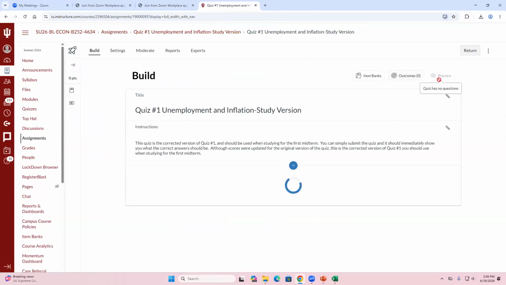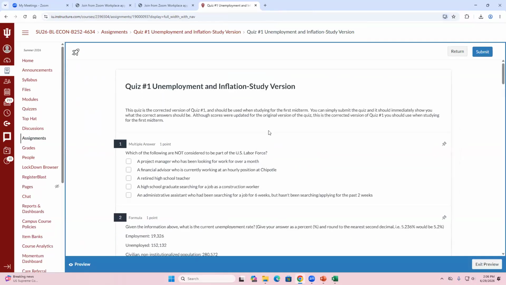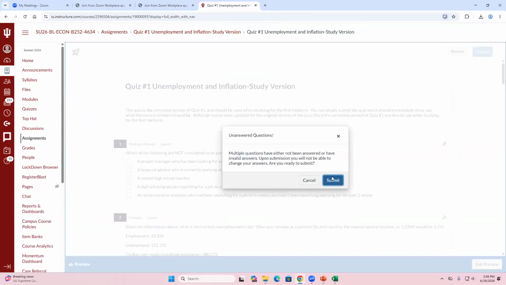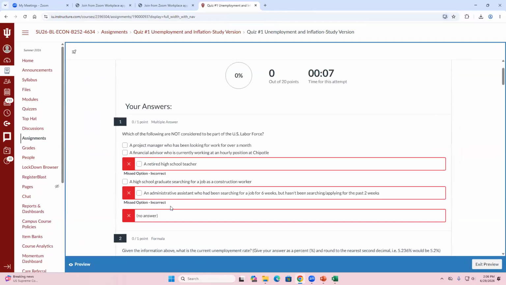So I'm going to go to preview. You guys don't have this option. When you click on it, you should come to this page. You'll start the quiz. Just hit submit. And what it will do is show you what all of the correct answers should be. So this is going to be with all of those questions corrected. I even added in some clarifying points to it. This will be what you should be using to study for that first exam. This will be a better version of that quiz, so make sure you're using that.